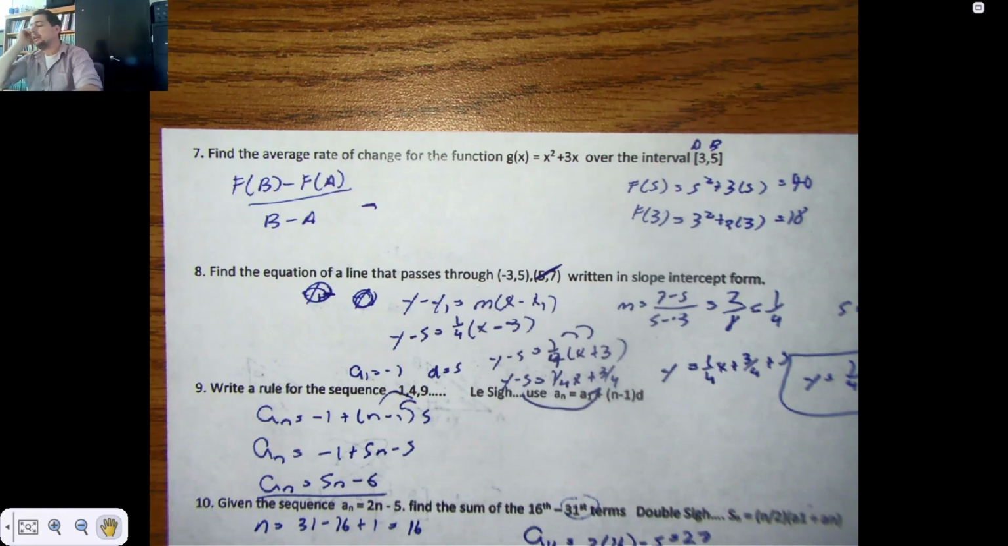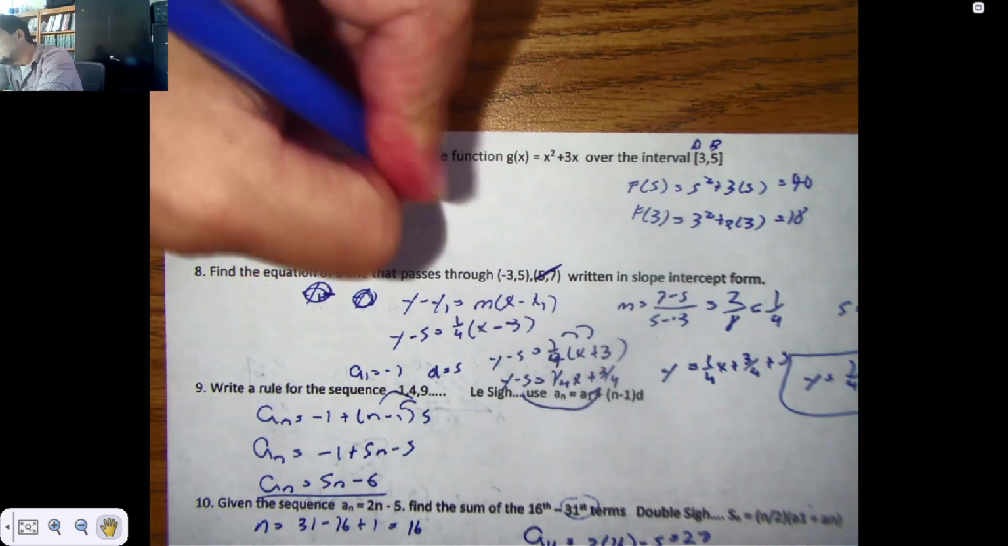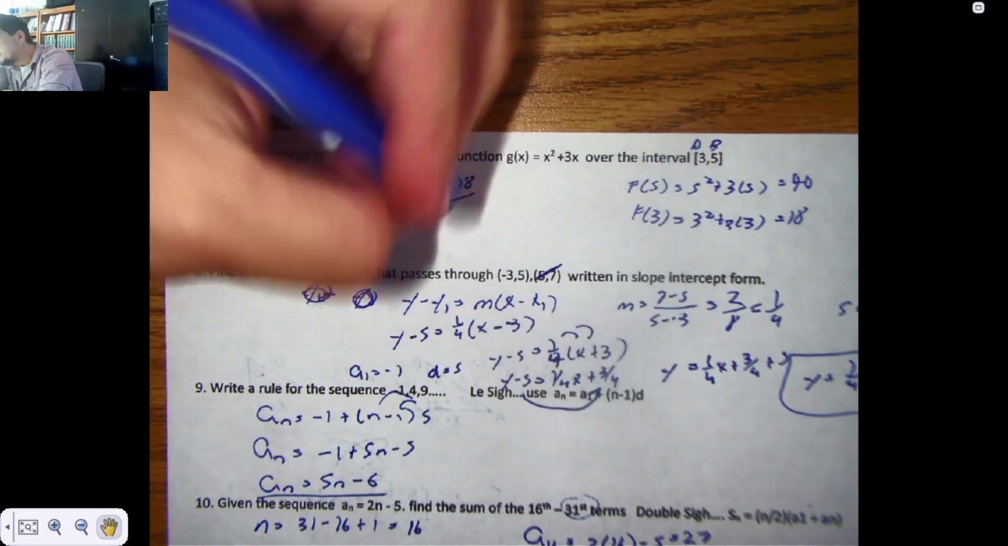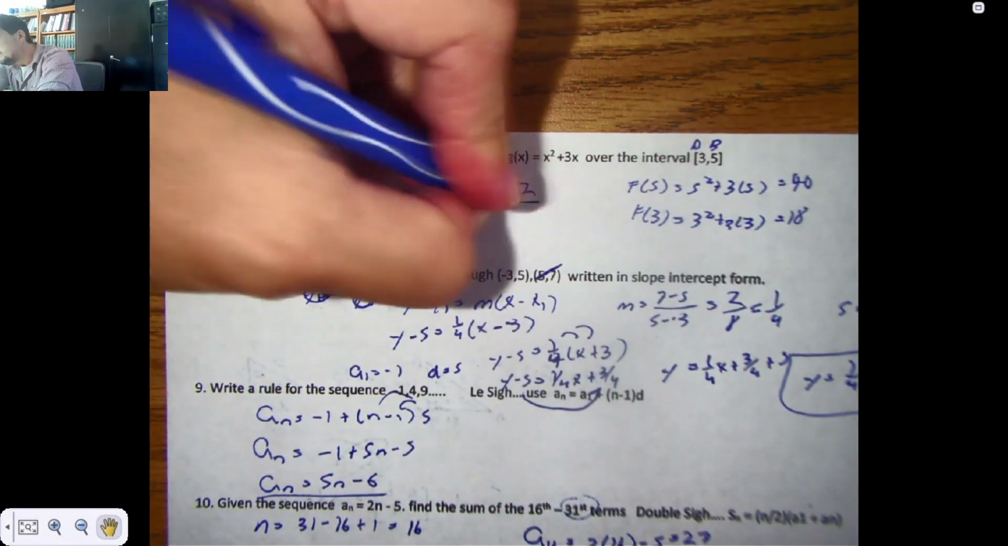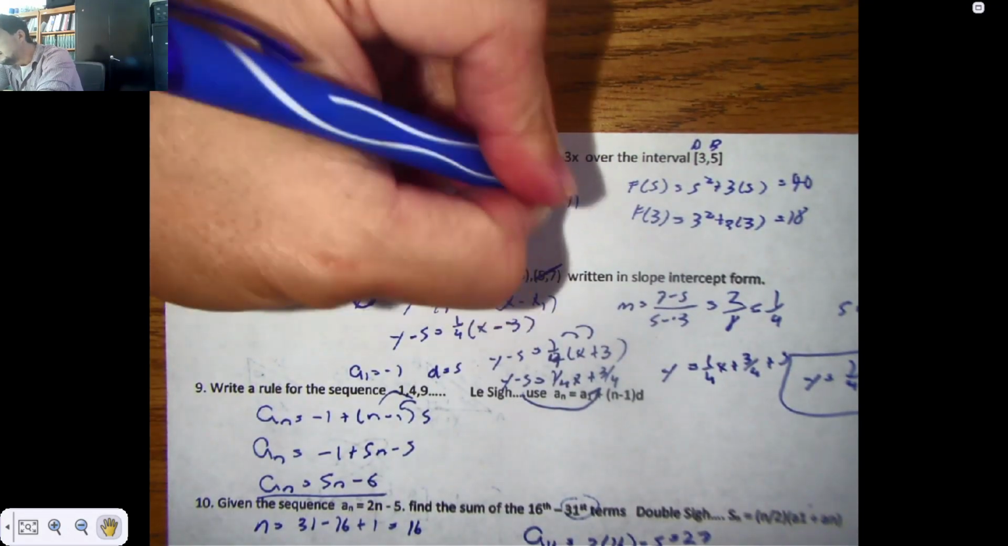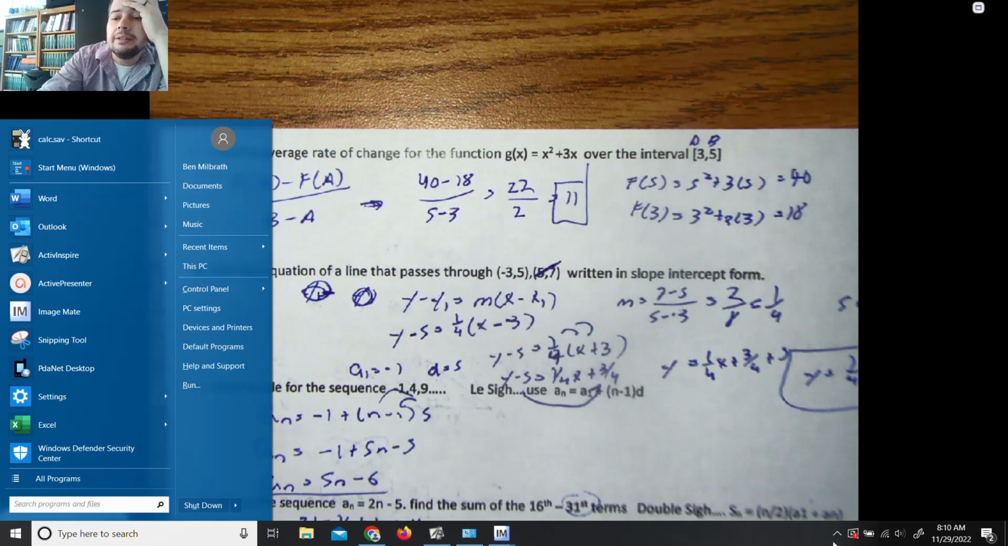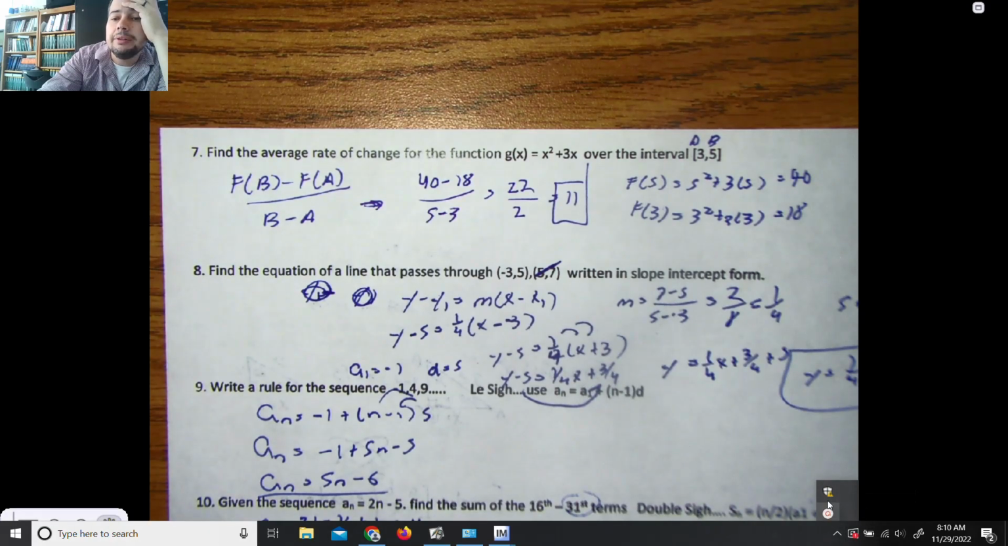I got f of b and I got f of a. This is 40 minus 18, sitting over b minus a, 5 minus 3. 40 minus 18 is 22. 5 minus 3 is 2. And that's 11. There's the back side. Go ahead and stop this, make sure I don't lose it. Then I'll come back and I'll do the front side.